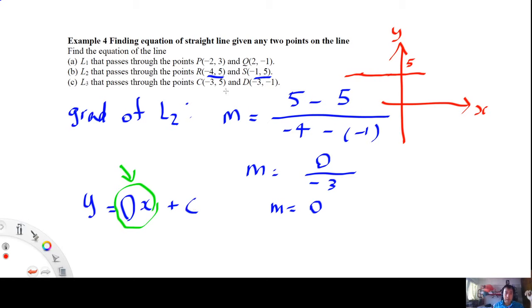I can always substitute this in. If you want to just follow the mechanical method, it always works. I can substitute in x equals minus 4, but it won't matter. I'll substitute y is 5. So I can say that my y-intercept is 5. So the answer for question B is that y equals 5. It's a horizontal line, so the gradient is 0. That's for B.